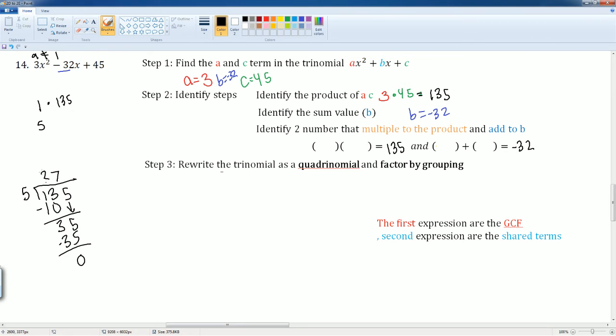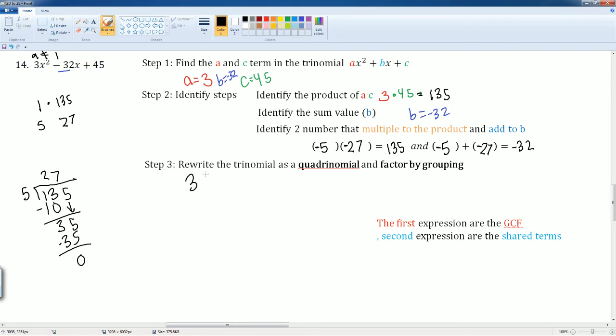Perfect. That looks great, because I think that makes 32, right? Yeah. So 5 and 27 make 135. But if we add them, it's impossible to make negative 32. However, if we make this negative and this negative, it does get us to negative 32. So this is negative 5 and this is negative 27. Multiplied together, it still gets you 135. Great job.